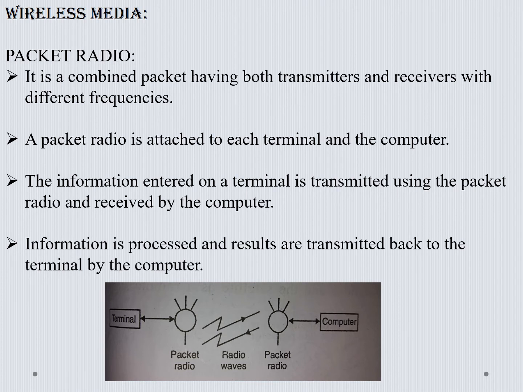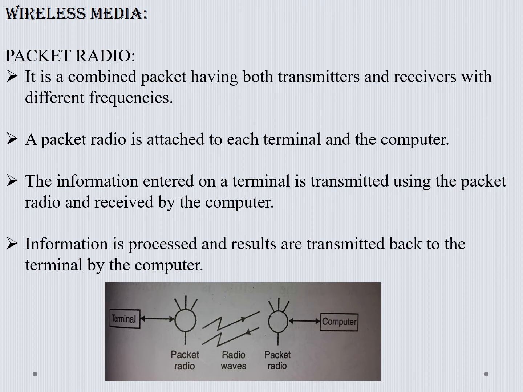Information is processed and results are transmitted back to the terminal by the computer. Once the terminal sends the data to process, what will the computer be doing? It will process the data and again send it to the packet radio via radio waves, then it goes back to the terminal. So these are the four basic wireless media. The more important ones are radio waves, microwaves and IR waves.